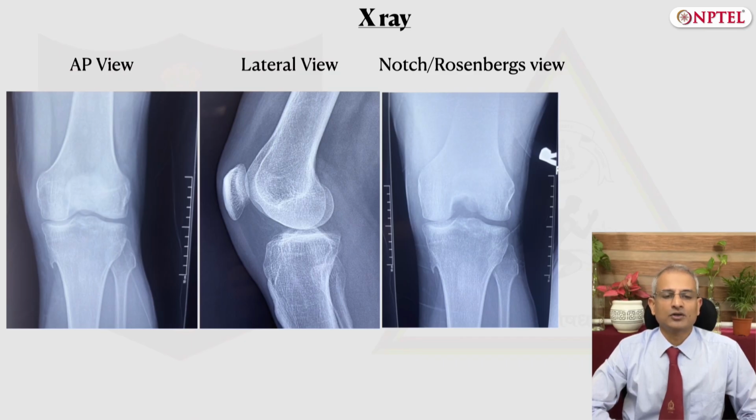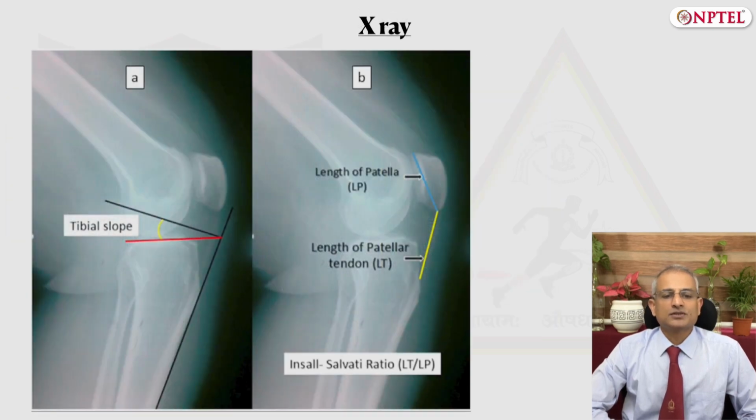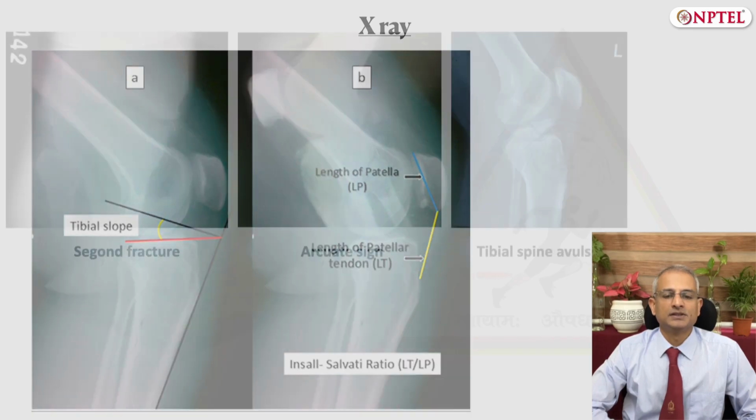A tunnel or a notch view is done to see for any lesions in the intercondylar region. It can also detect osteochondritis dissecans and cruciate ligament avulsions. These X-rays show how a tibial slope is calculated and how the parameters for patellofemoral issues like the Insall-Salvati ratio, etc. are measured. These are useful for preoperative planning in certain conditions.